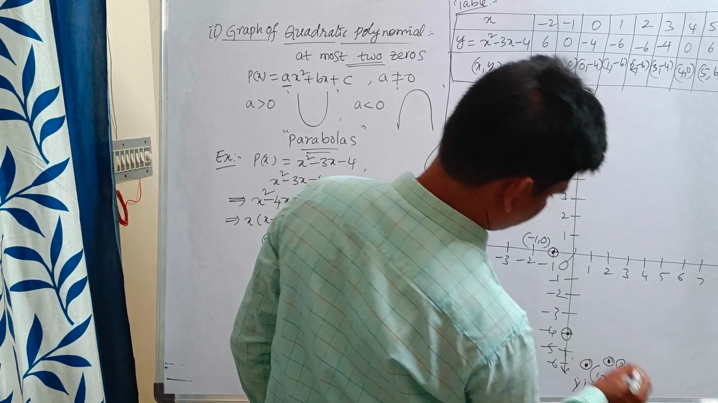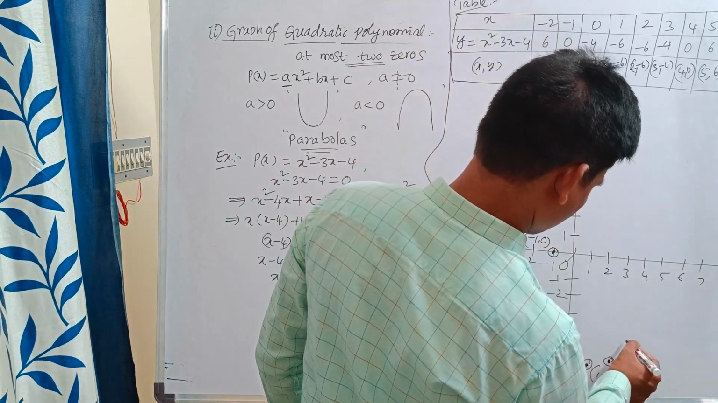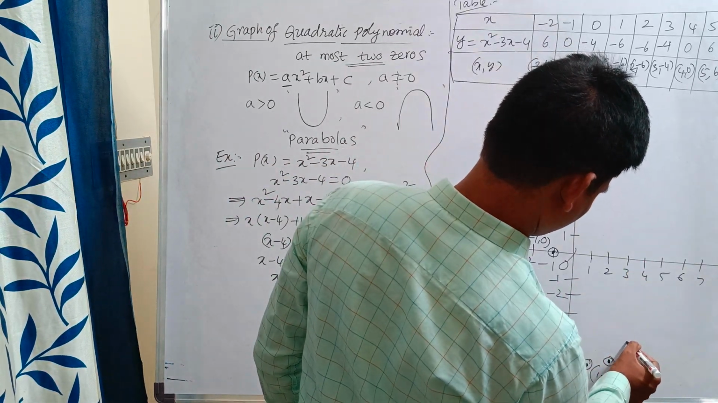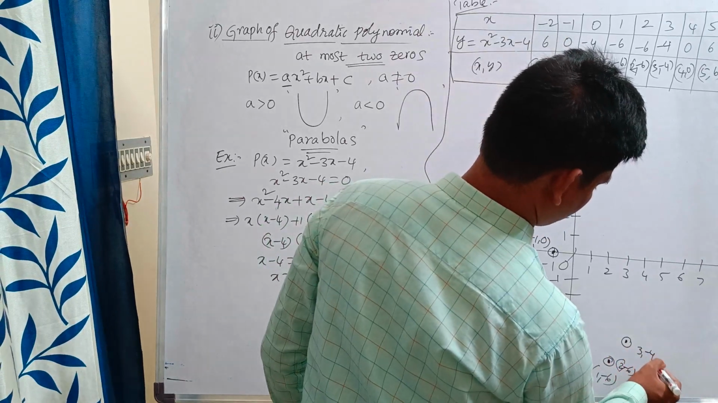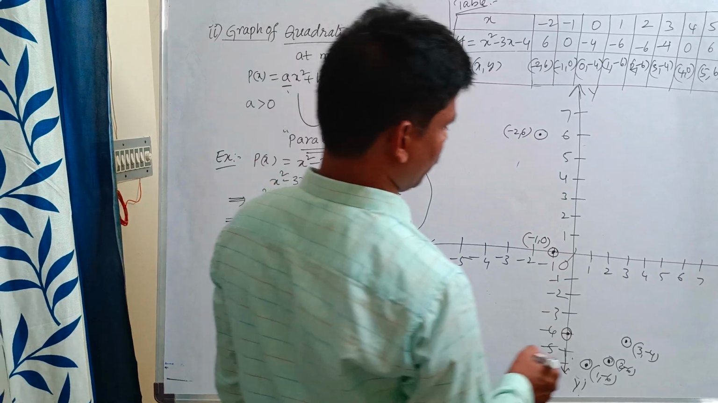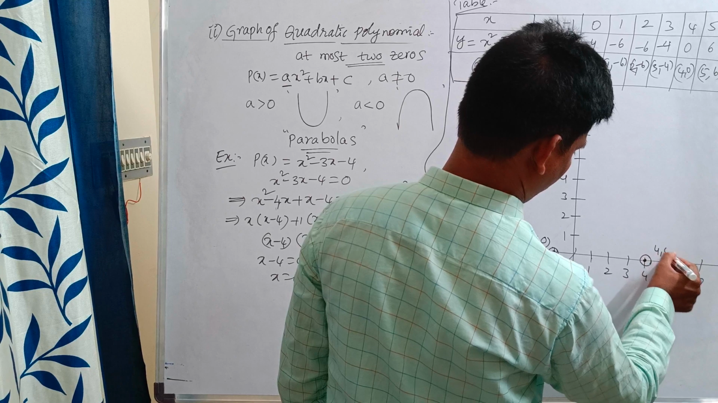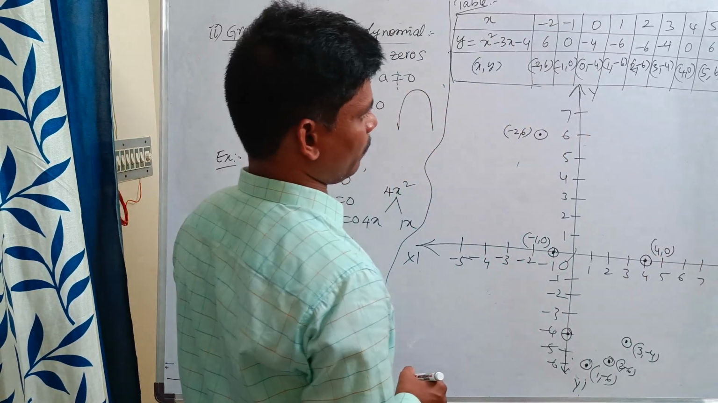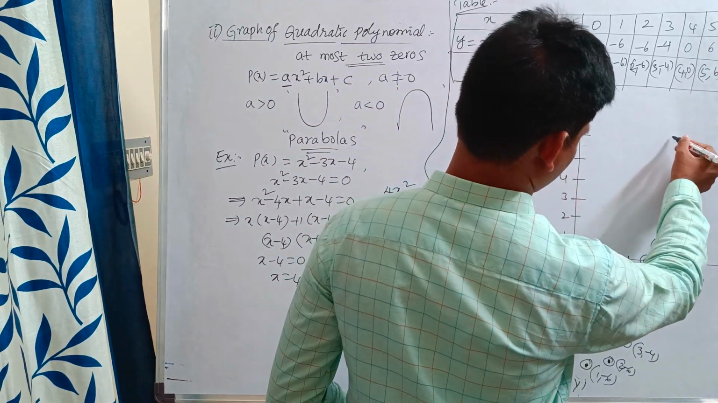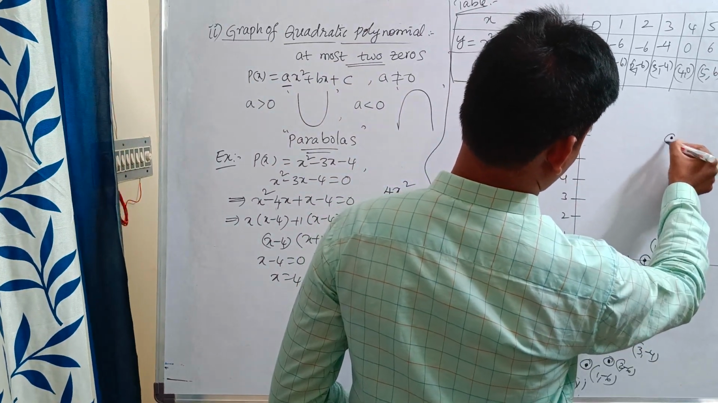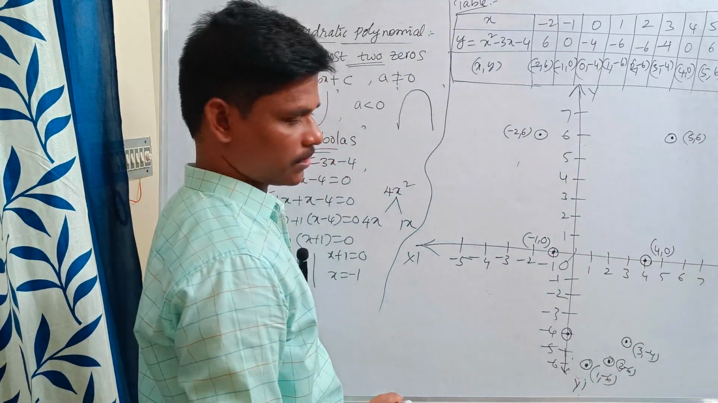Next, 3 comma minus 4. Here is 3 comma minus 4. Next, 4 comma 0. So this is 4 comma 0. Next, 5 comma 6. 5 here, 6 here, so this is 5 comma 6. So join all points.